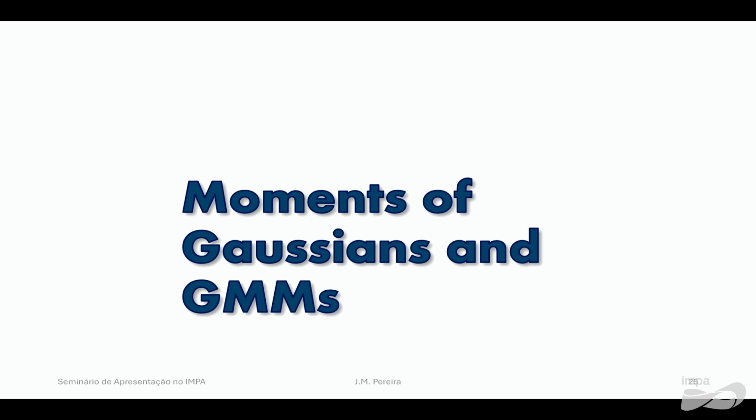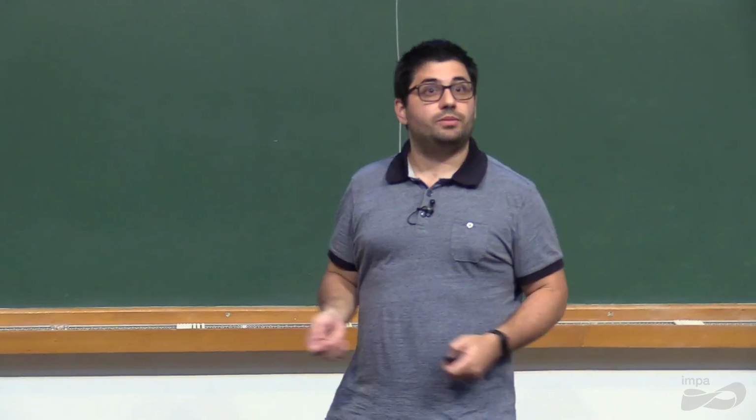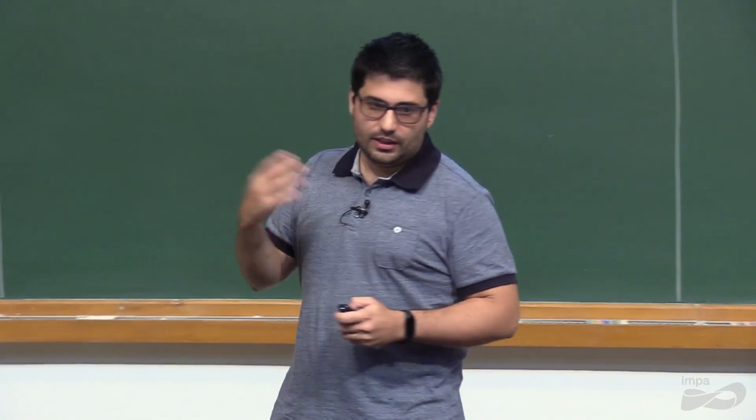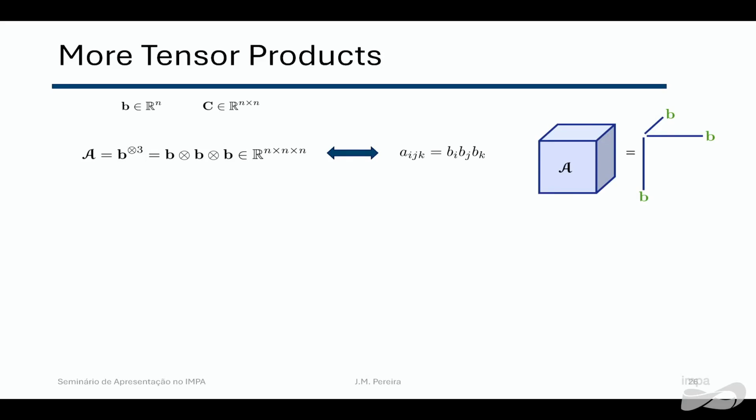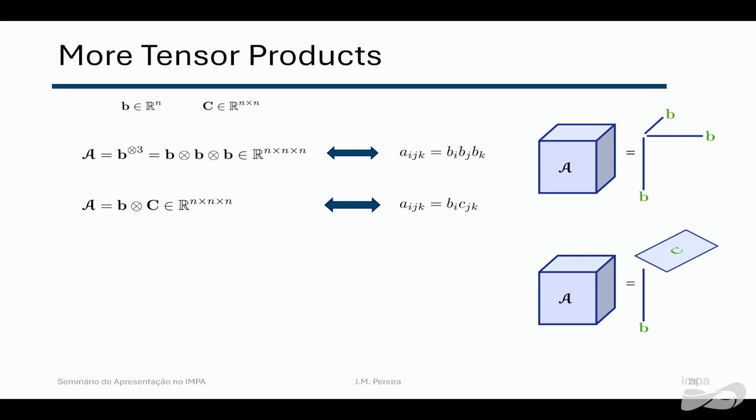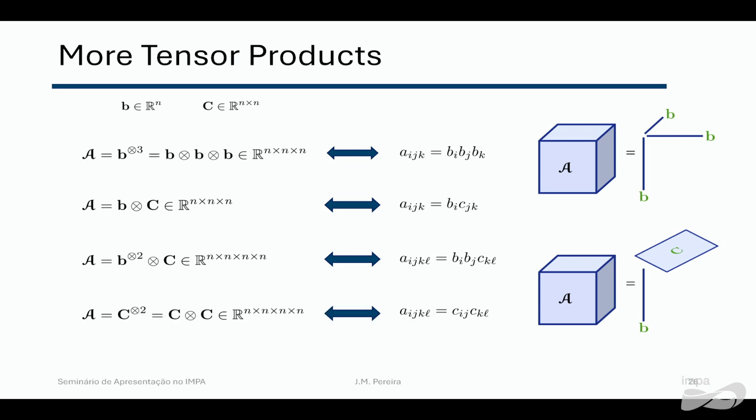Let's start. We're thinking about method of moments, so let's talk about what the moments of Gaussians and Gaussian mixture models are. Before I go to the formulas, let me define more things. I defined the outer product, the symmetric outer product, but you can do all kinds of products. You can do products with different vectors. You can do a vector times a matrix, and I have an illustration there of how it works. And we can do a vector squared times a matrix, matrix times matrix, you name it.